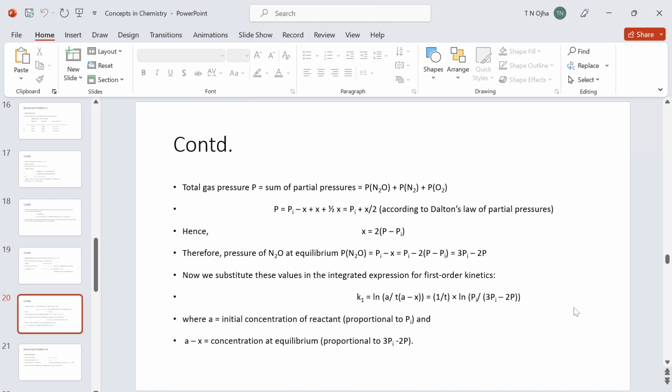Therefore, the pressure of N2O, P N2O, equal to Pi minus x. Putting the value of x, it becomes 3Pi minus 2P. Now with the rate equation, K1 equal to ln A over T, A minus x. We can put the value of x and we get the final equation in terms of pressures. K1 equal to 1 upon T multiplied by log Pi over 3Pi minus 2P. So for gas phase reactions, pressure measurements are done.